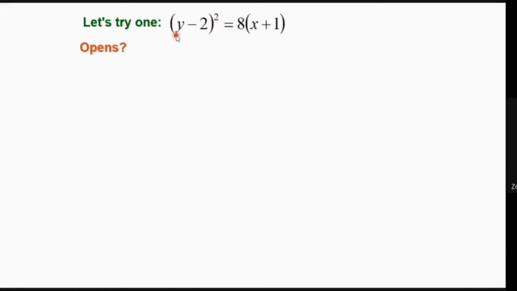So alam natin na kapag yung y is being squared, yung parabola either will open to the right or to the left. Tama po? Since 4a here is positive 8, its sign is positive, so sigurado tayo that the parabola will open to the right. Y is squared, either right or left, 8 is positive, so sure tayo that this parabola opens to the right. Okay, next.